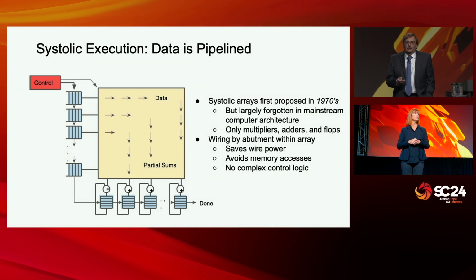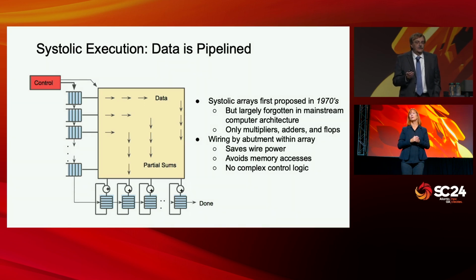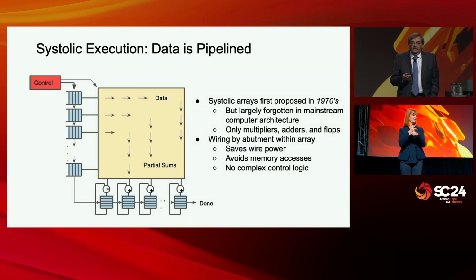This just goes into a little more detail about systolic arrays. Systolic arrays were first proposed in the 1970s. They were popularized for signal processing applications, but they were largely forgotten in mainstream computer architecture by the mid-1980s. The systolic array only contains multipliers, adders, and flops. It does, in our case, matrix multiplication. And so it's highly efficient. We've done an analysis and determined that we're within a factor of 2 of the theoretical maximum energy efficiency in our MXUs today.